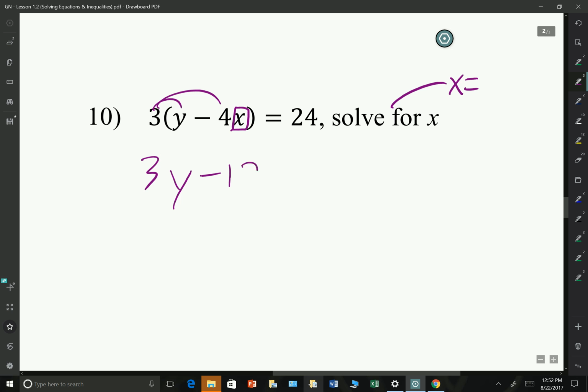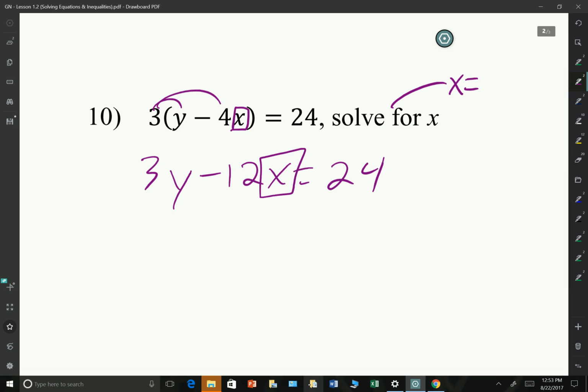3 minus 12x equals 24. You need that x by itself. It has a negative 12 directly attached to it, and then it has a 3y term over to the side. Which one do you get rid of first? No, you never get rid of the coefficients first, right? The last step is always multiply or divide by the coefficient. The first step is always to get the numbers to the other side that are not like terms. So minus 3y.